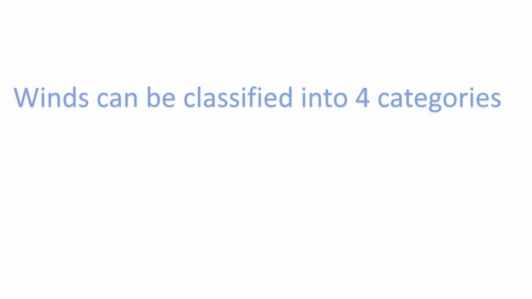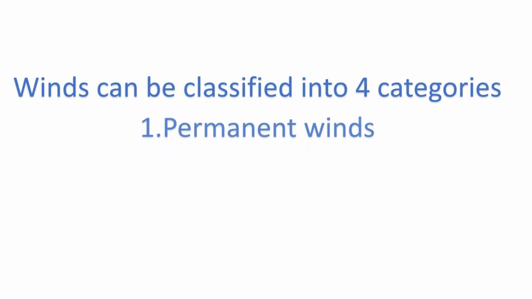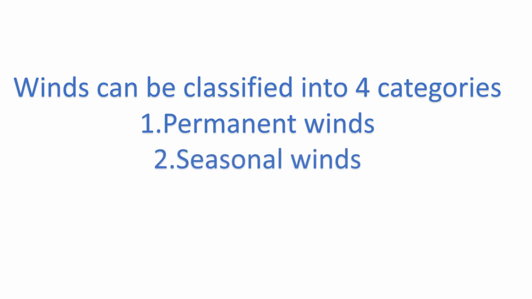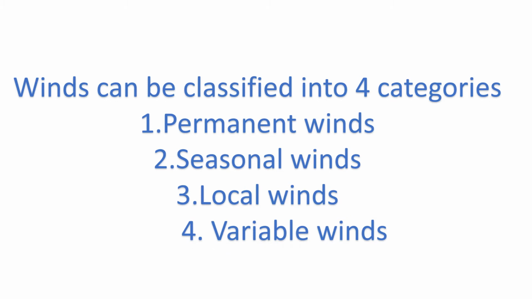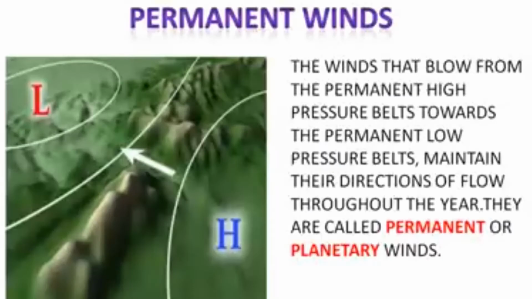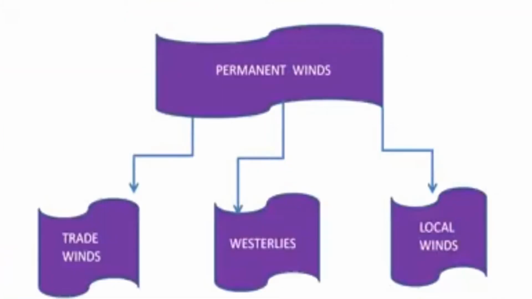Now, winds can be classified into 4 categories. They are permanent winds, seasonal winds, local winds, and variable winds. Now, what are permanent winds? Permanent winds are the winds that blow from the permanent high pressure belts towards the permanent low pressure belts, and maintain their directions of flow throughout the year. So they are called permanent, or we can say planetary winds. And permanent winds are further divided into trade winds, westerlies, and polar winds.